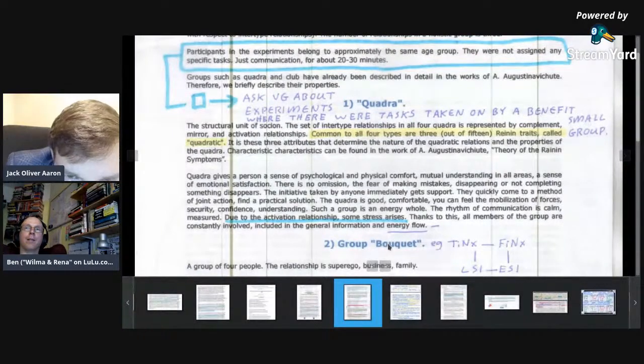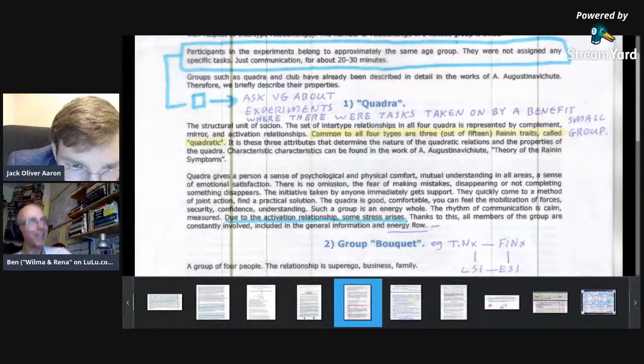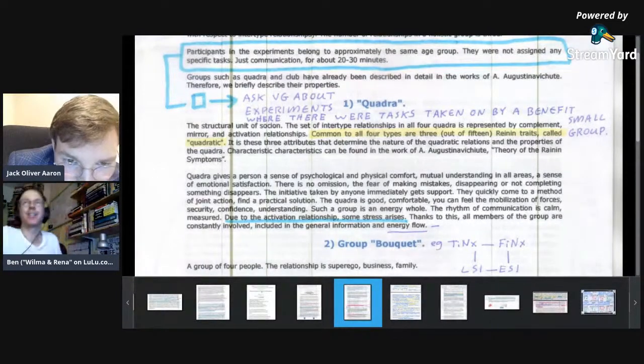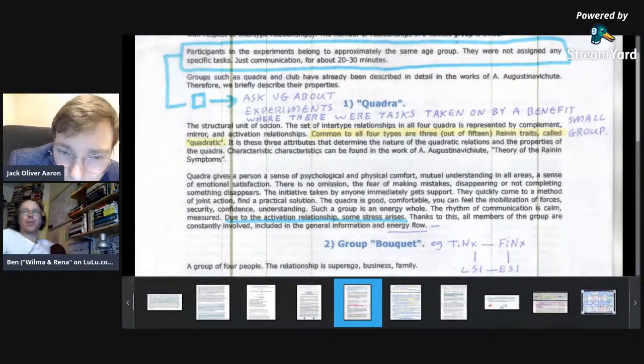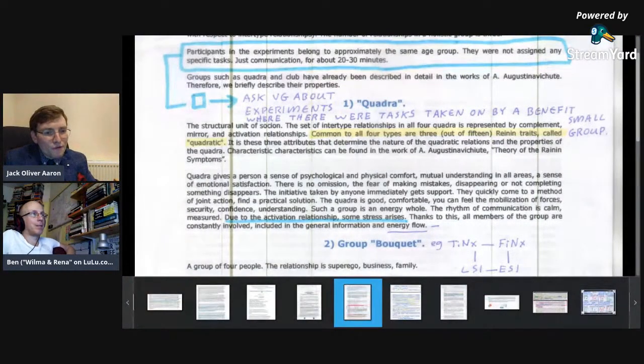You can feel the mobilization of forces, security, confidence, understanding. Such a group is an energy whole. The rhythm of communication is calm. An energy whole, but it's calm and measured. Due to the activation relationship, some stress arises. Thanks to this, all members of the group are constantly involved, including the general information energy flow. So it's both energized and also quite calm and actually pleasant. This is the best of both worlds, Ben.